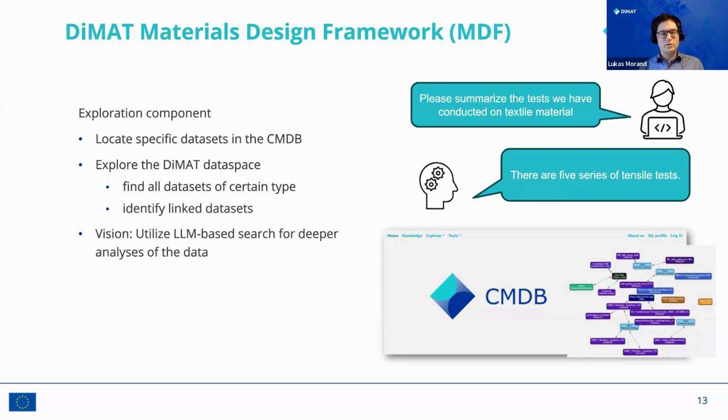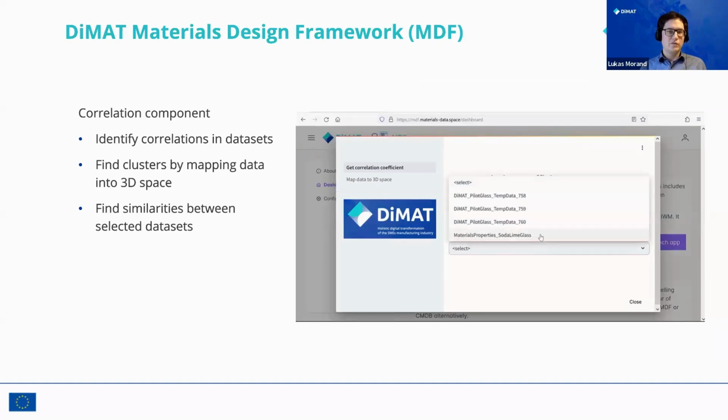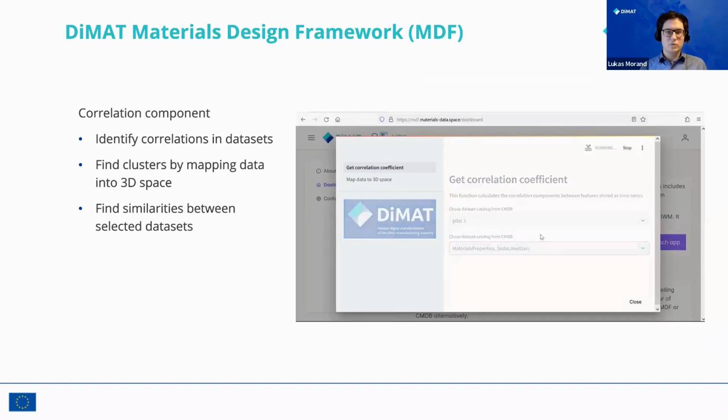Once you have found information there, and this gets us to the next component, you can apply the correlation component. And here I brought to you a little video that Ellie will start now. In the video, you can see that you can easily interact with the data sets that can be found in the CMDB and identify, for example, correlations. So this is what we can see in that video.